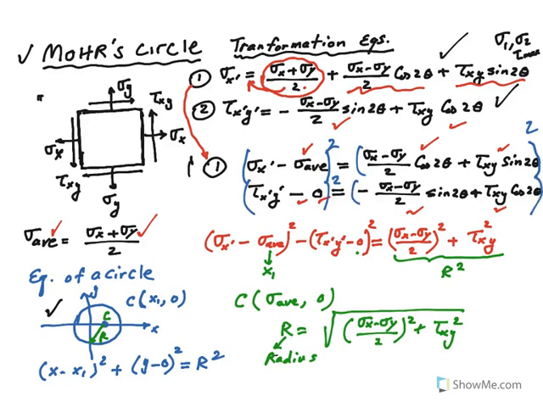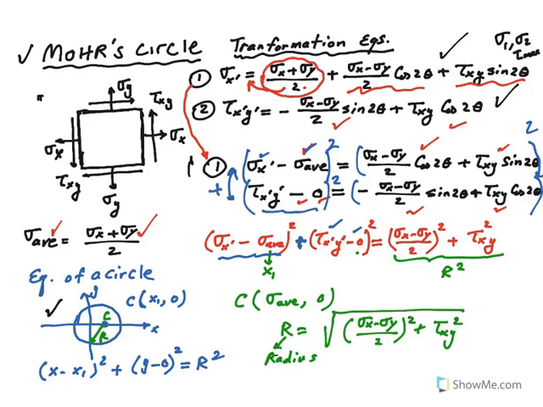So if you do that, square both sides of the equation and then add them up, add these two up, right? What will happen is you get sigma x prime minus sigma average, plus, sorry, this is a plus sign, not minus sign, plus tau xy prime minus 0, which is this guy, squared. So now add the right-hand side.